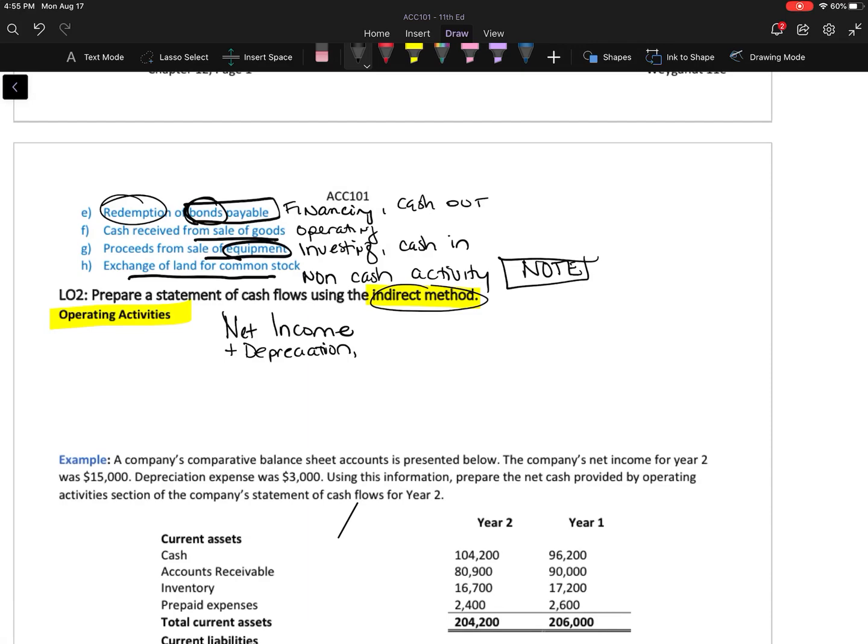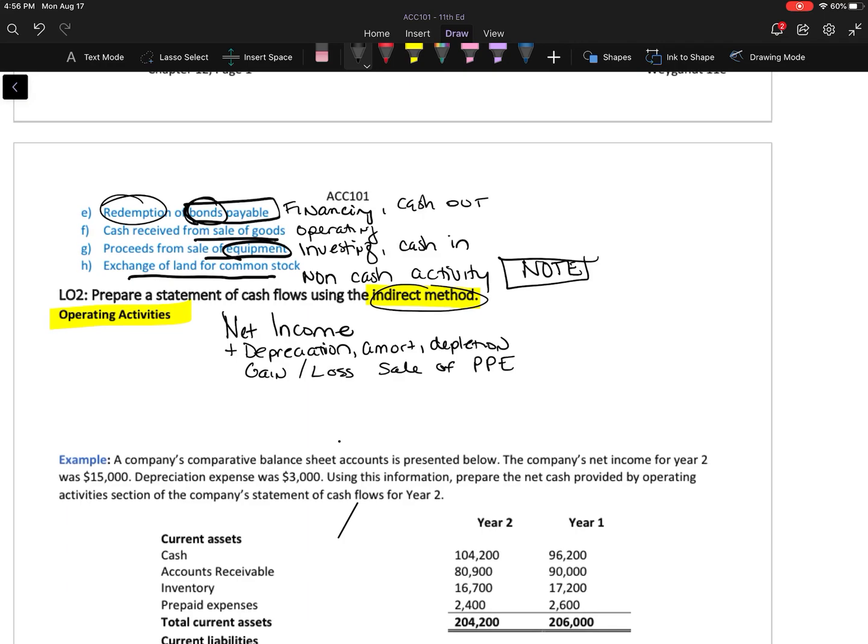So the way we do that is we add back depreciation or amortization or depletion. Those are non-cash expenses. For example, if we depreciate an asset, there's no cash payment. That's the entry: depreciation expense, accumulated depreciation. No cash payment. So we want to add that back to net income. Okay, and again, you would do the same for amortization or depletion.